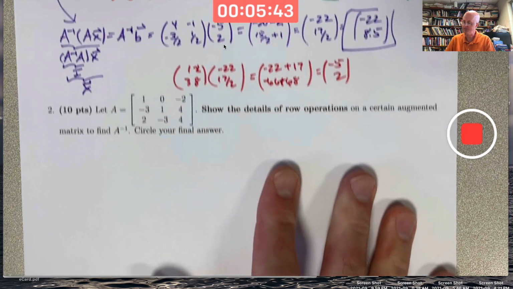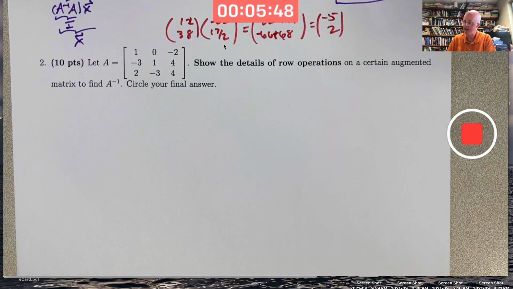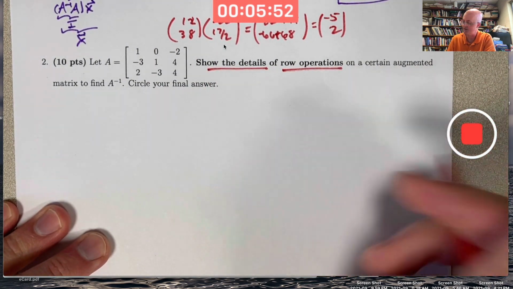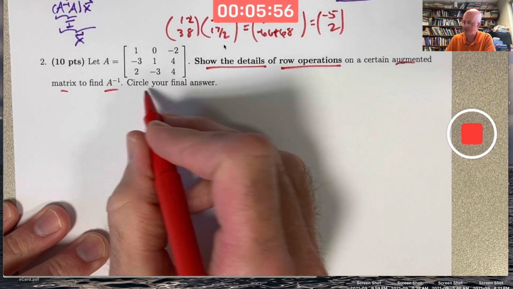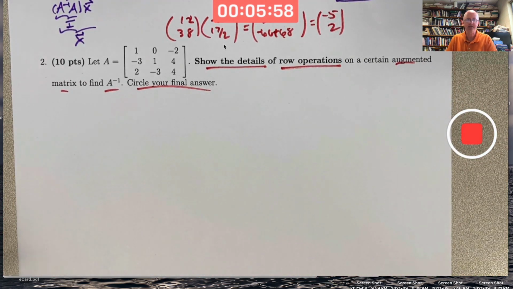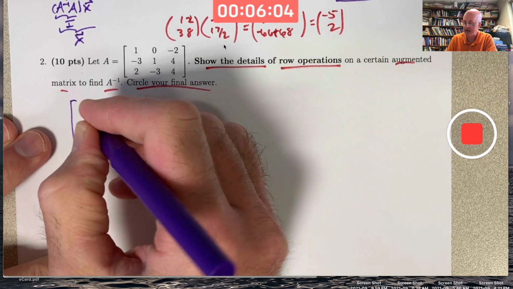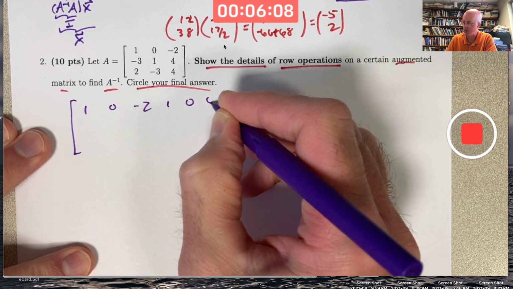On to the next problem. We're letting A be this 3 by 3 matrix, and I'm telling my students to show the details of row operations on a certain augmented matrix to find A inverse, and then circle your final answer. This is called the row reduction algorithm to find A inverse when A inverse does exist. Evidently it will here, which is typical when the entries in your matrix are random.